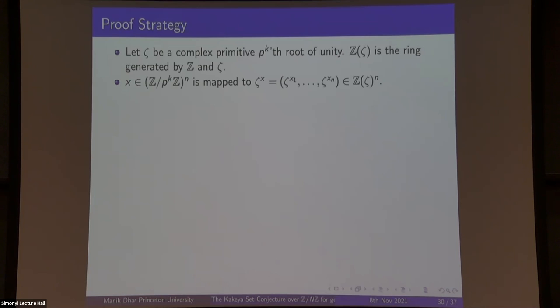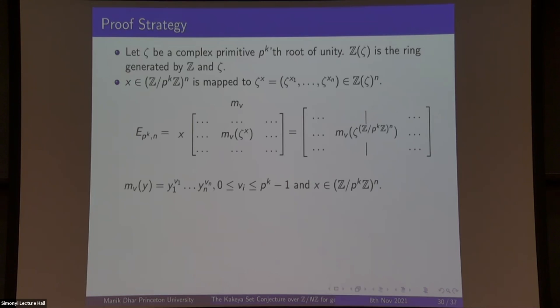Nice. And now we can hope to do some polynomial method. The way we'll do this is again by looking at some new eval matrix. I'll call this E_{p^k,n}. Its columns are going to be labeled by monomials, and its rows by points x in the space.